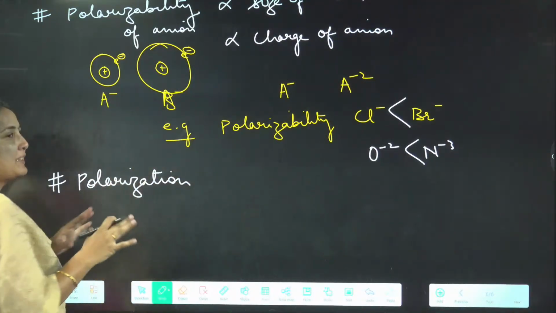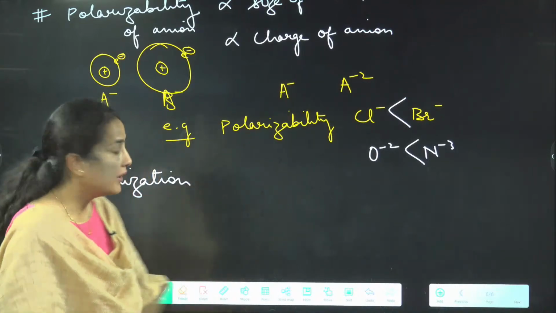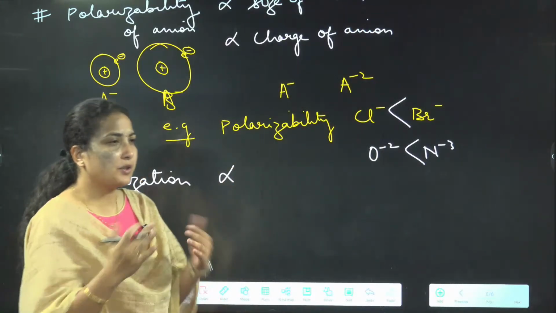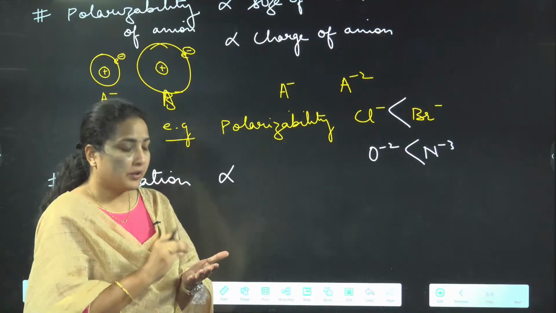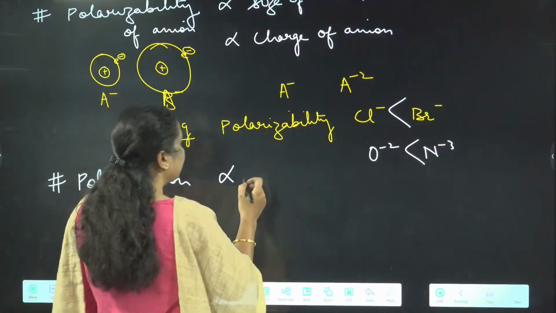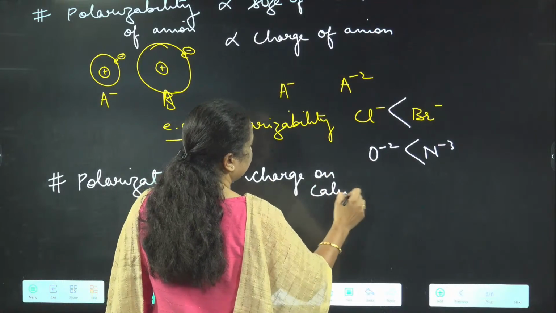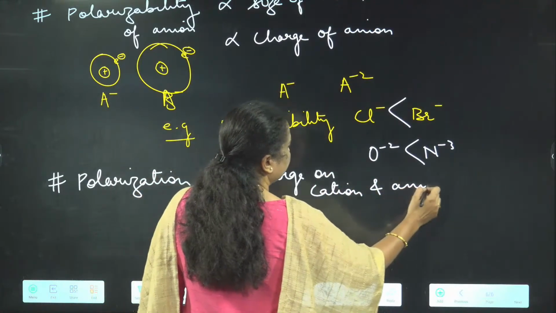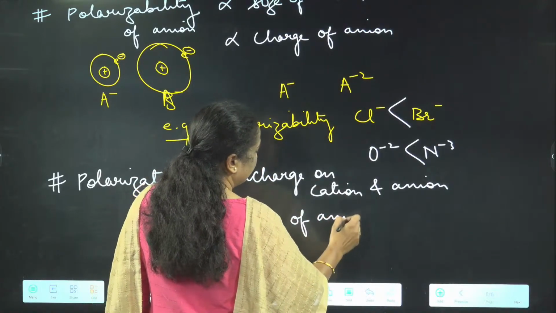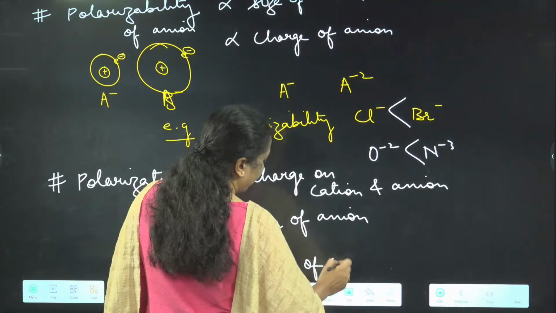So polarization is basically the phenomenon of distortion of the electron cloud of the anion by a cation, right? Now the thing is, we are just going to club all the factors which we have recently learned, that means the factors which affect the polarizability or the polarizing power. So here I can say this is directly proportional to the charge on cation and anion. It is directly proportional to the size of anion, but inversely proportional to the size of cation.